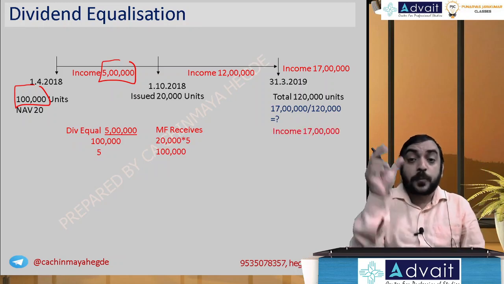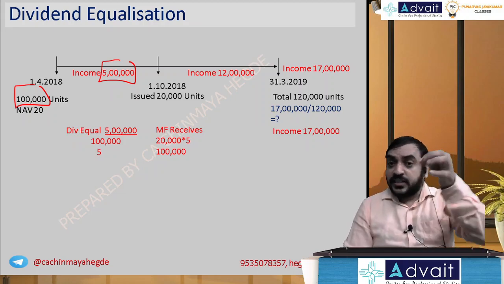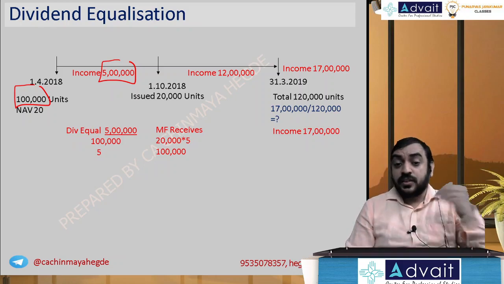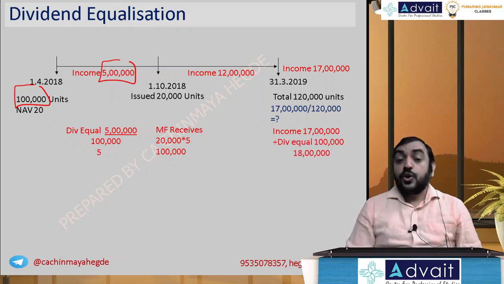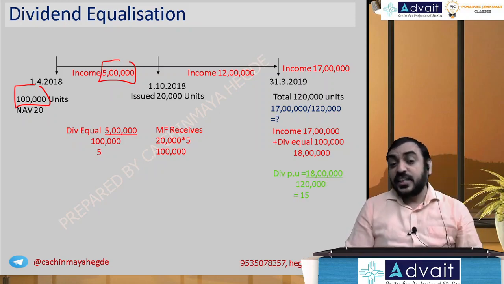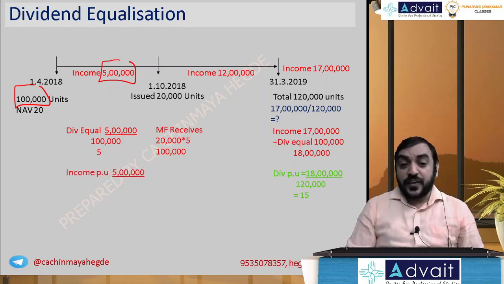So how much surplus will be available with the mutual fund now? 5 lakh plus 12 lakh, 17 lakh income, plus 1 lakh dividend equalization received. So they will have a total of 18 lakh. Now this 18 lakh will be divided by 1,20,000 units. This will give 15 rupees to everybody. Is this 15 rupees justified?